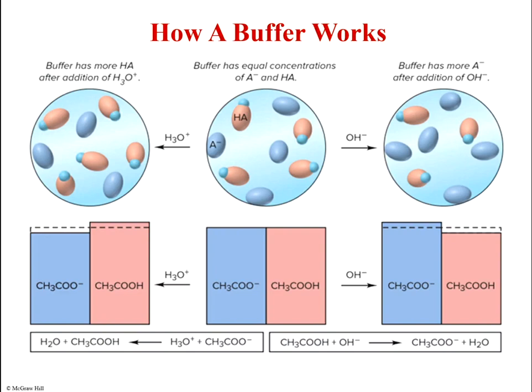On the other hand, we can move to the right if we add strong base. That strong base then will react with the weak acid, slightly increasing the acetate concentration, slightly decreasing the acetic acid concentration, but not allowing any free hydroxide ions to move around in solution.